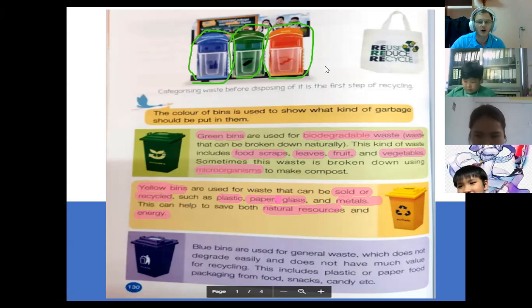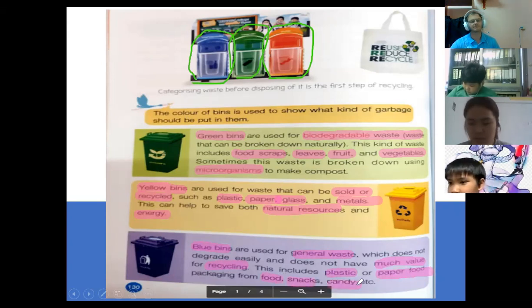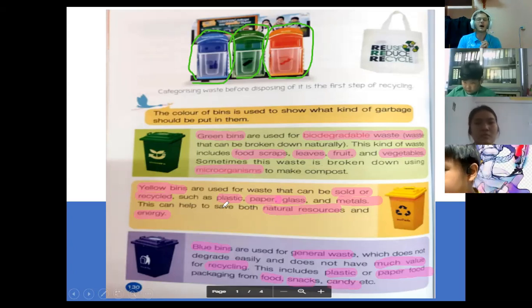Like, I'm sure if you walk around on the street, in some places in Thailand, we do see those bins quite often. The last one, they say the blue bins are used for our general waste, which does not degrade easily and does not have much value for recycling. These include plastic and paper, food packaging, or food and snacks like candy, etc. So those are general waste products. If you have anything in your pile of rubbish that is general waste, you add it to the blue bin.